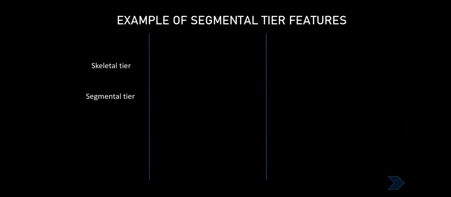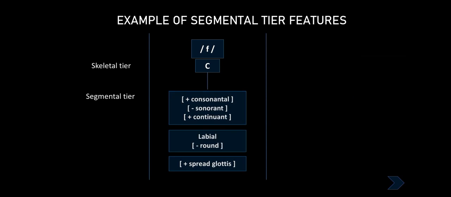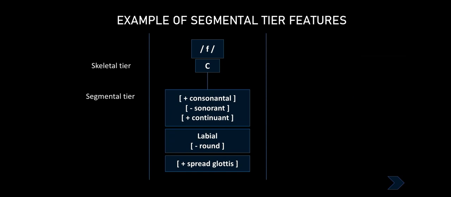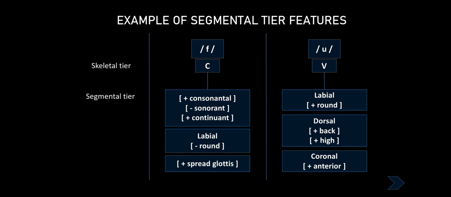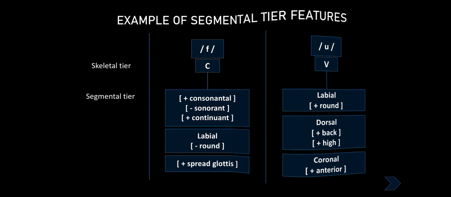Now, first, let's see an example of segmental tier features for the consonant. Its root features are consonantal, continuant, and not a sonorant. It is labial but not rounded and is not voiced. And as for the vowel oo, it is labial and rounded, high, back, and anterior, and is also voiced.